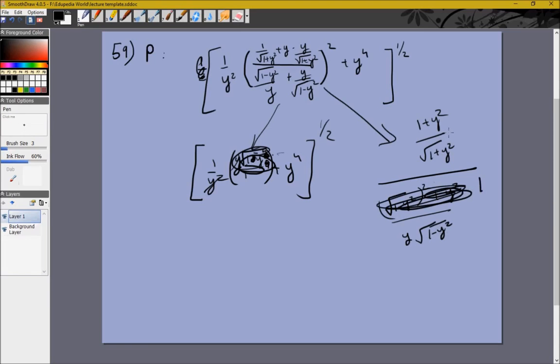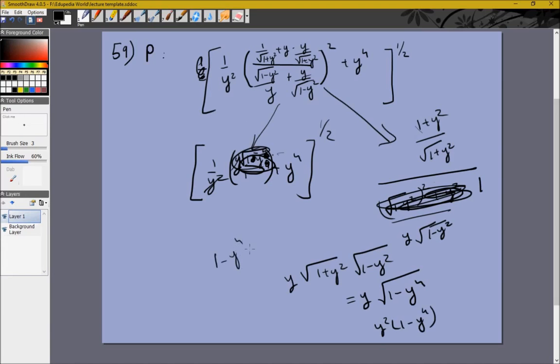This goes up, and what it becomes is these cancel and become root of 1 plus y squared. So this whole term becomes root of 1 plus y squared by y root of 1 minus y squared, which is y root of 1 minus y to the power 4. This is the term in the bracket. When you square it, you get y square times 1 minus y to the power 4. Y square cancels with y square. You have 1 minus y to the power 4 plus y to the power 4 to the power 1 by 2, which is 1 to the power 1 by 2, which is 1. So P goes to the value 1, which is option 4.